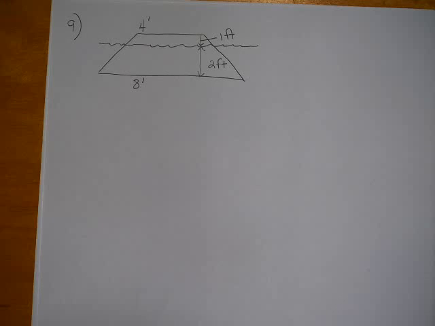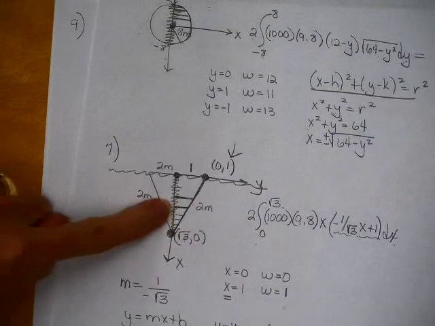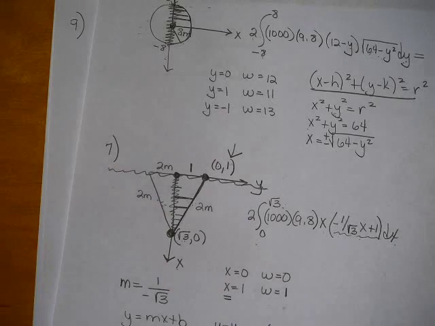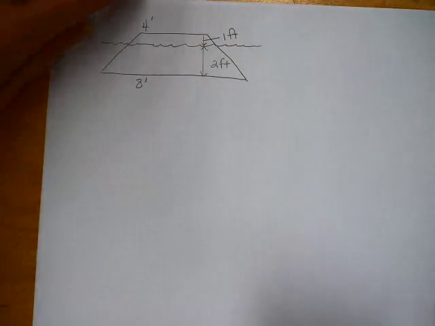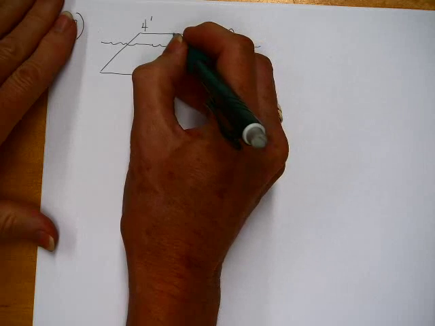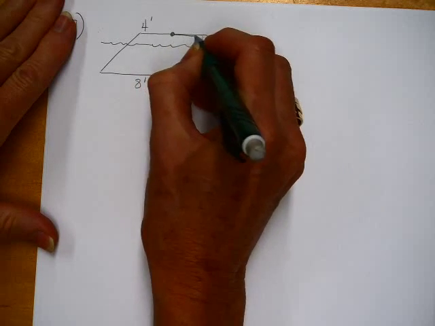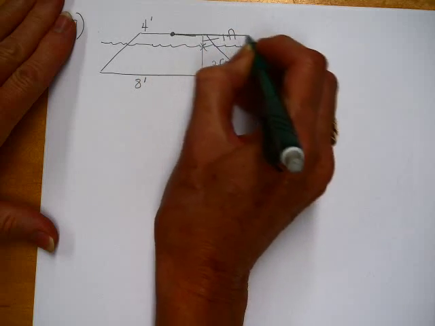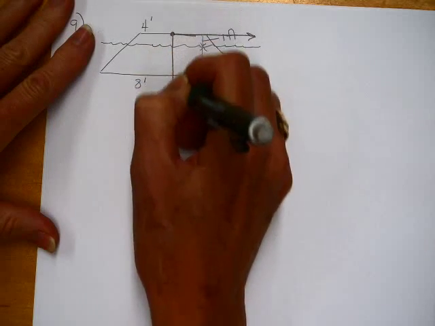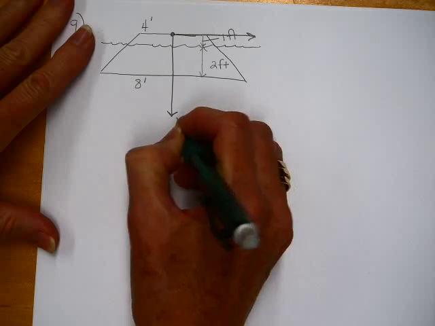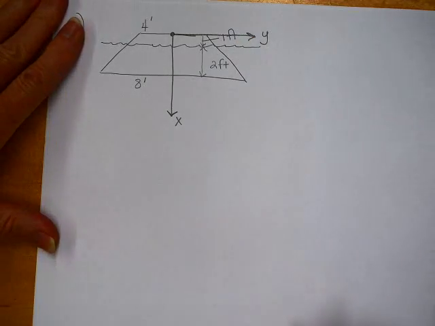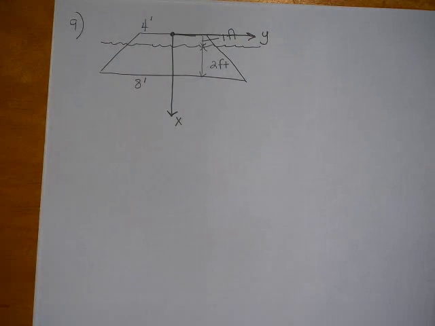Y'all with me? I am going to do like I did here, though you don't have to do it my way. I am going to put my axis in the middle, just like I did before. I'm going to cut this thing in half. I like this to be my x-axis and this to be my y-axis, but if you don't like that, put your x and y-axis however you want.